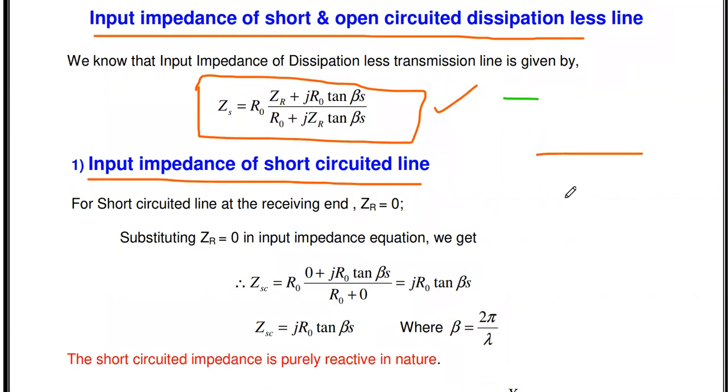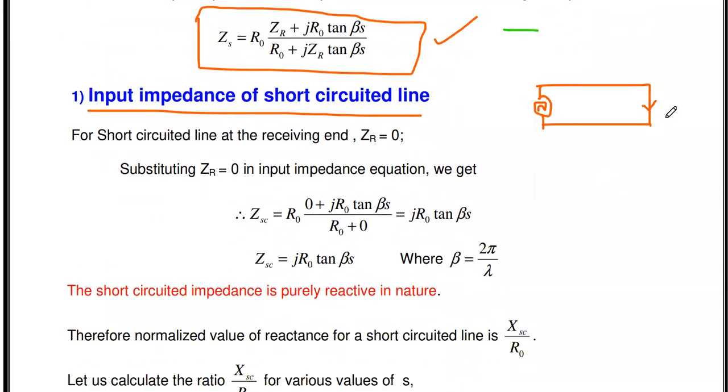What is meant by a short circuited line? If this is a transmission line, this is the sending end, where we are applying some voltage, and this is the receiving end. If the receiving end is shorted, it is said to be a short circuited transmission line. In this short circuited transmission line, what is the input impedance measured? We are going to see.